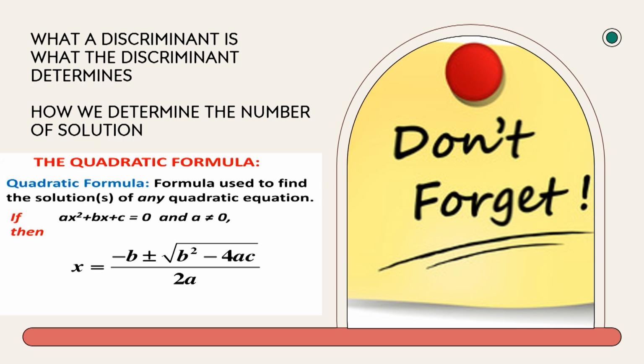My quadratic formula. This formula is used to find my solutions. Opposite of b plus or minus the square root of b squared minus 4ac all over 2a.